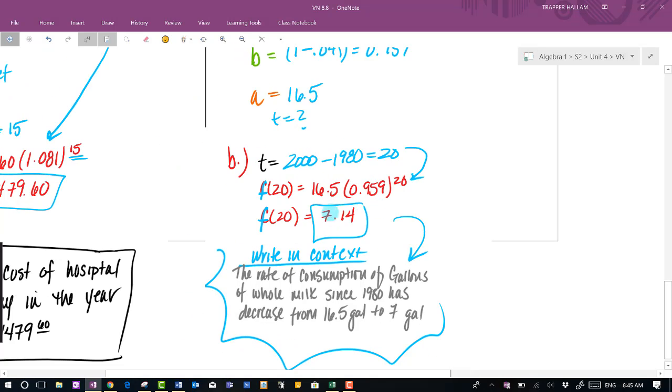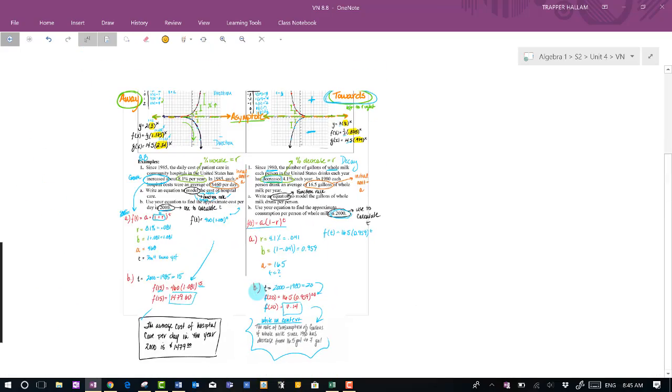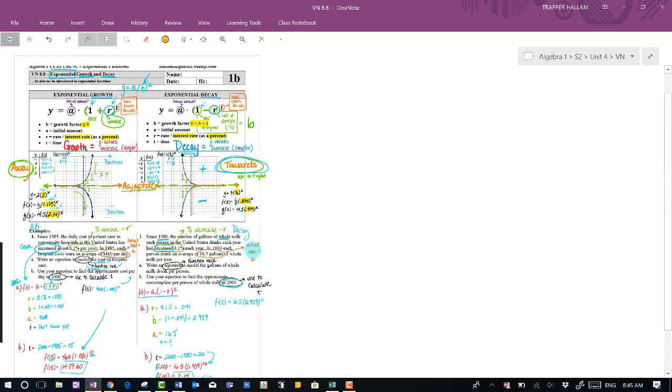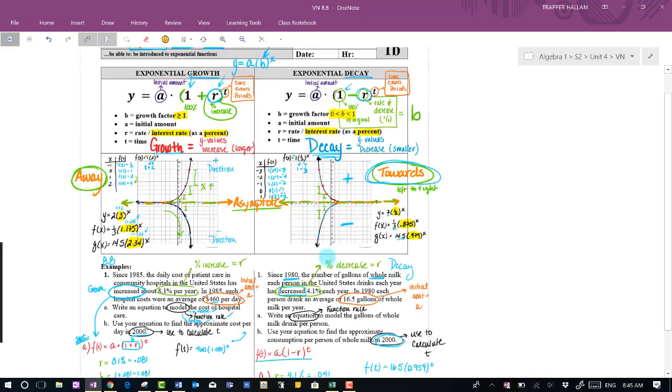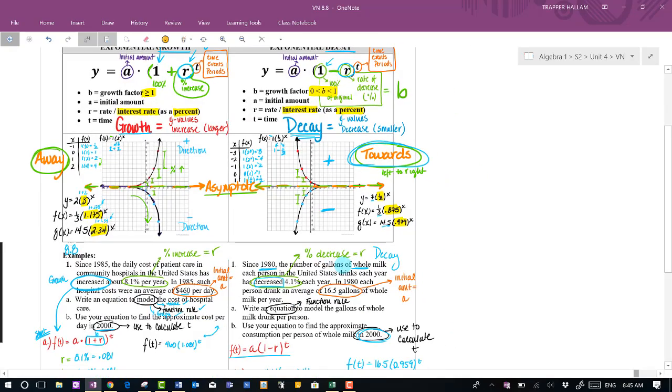All right. So there's two examples of exponential functions. You should have fully understood and got a great amount of detail on the difference between exponential growth and decay, and how to do a couple contextual problems with them.